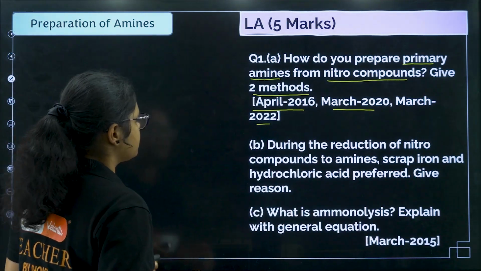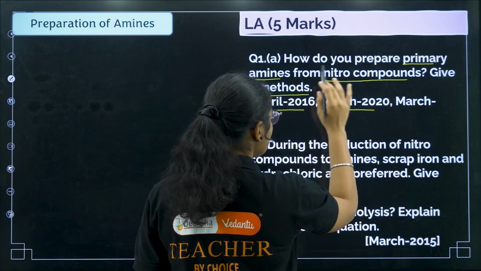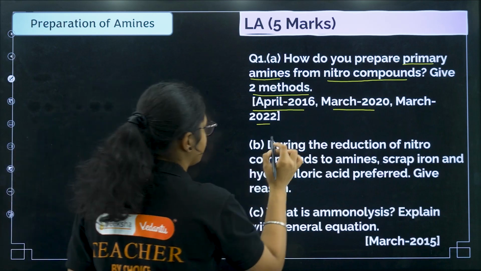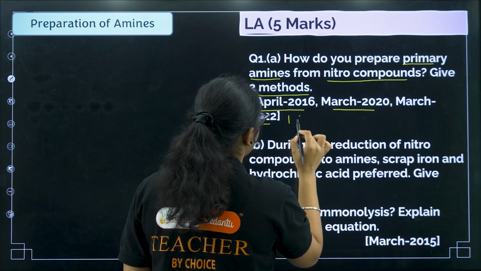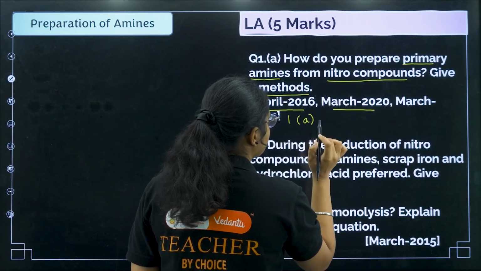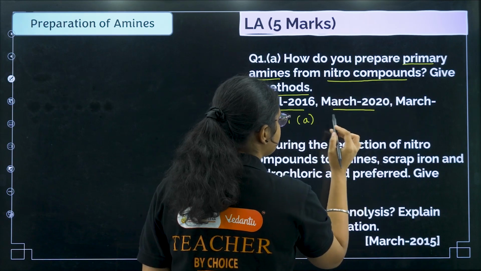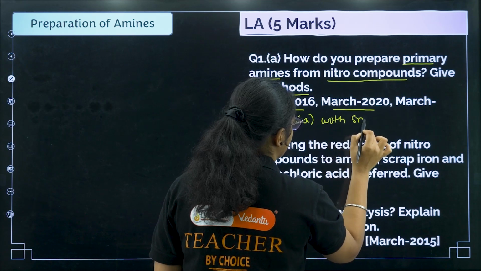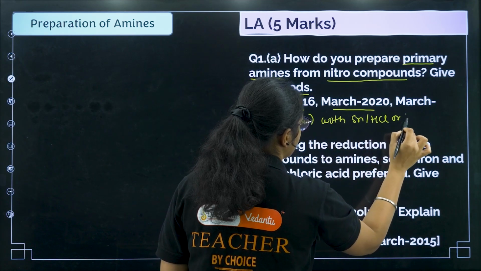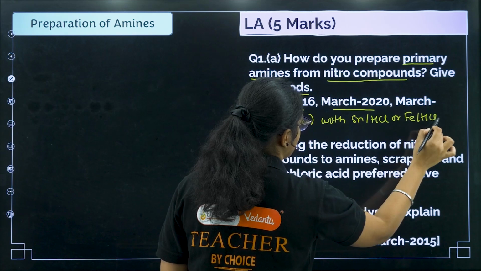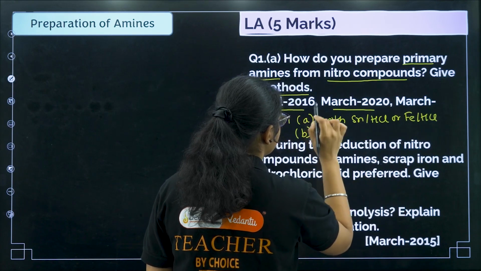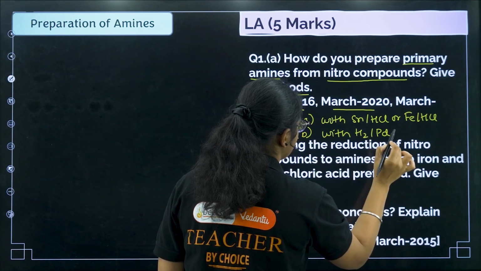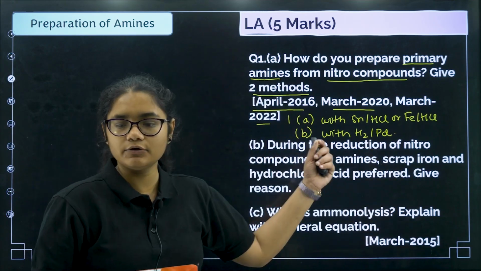Reduction, okay, so first of all let me write the reaction here. You can prepare by treating it with, so I will write like this, question number 1A, you can prepare primary amines by treating the nitro compounds with Sn/HCl or Fe/HCl, okay, this is one method. And second method you can write by treating it with H2/palladium. Okay, these are the 2 methods.